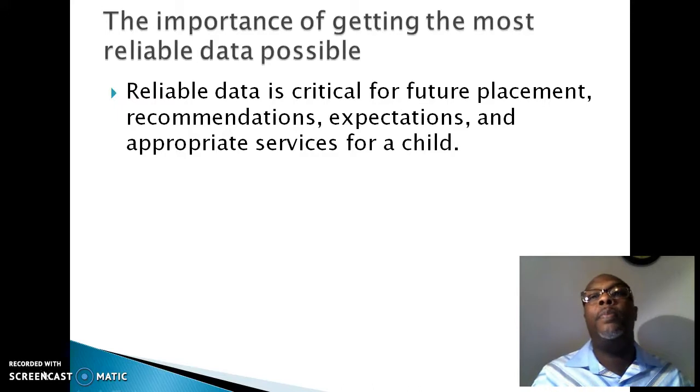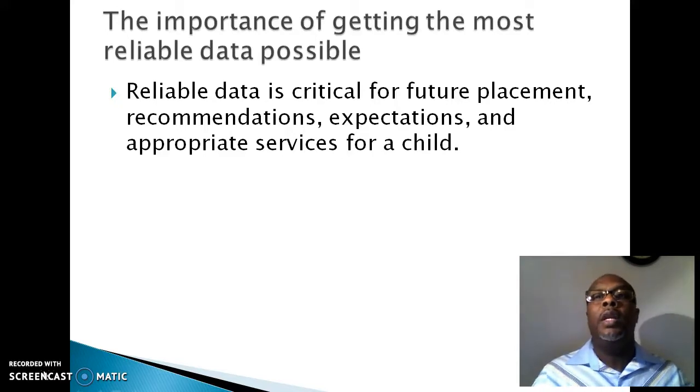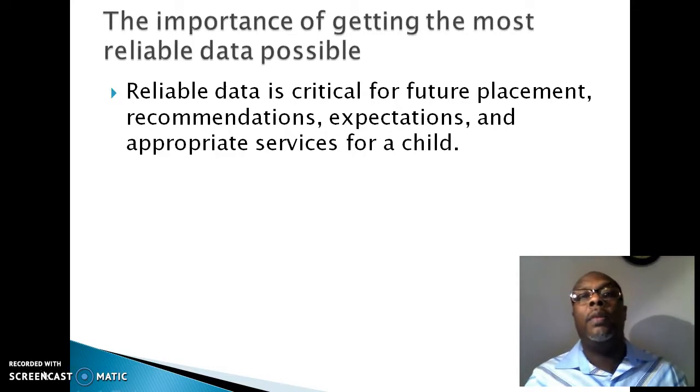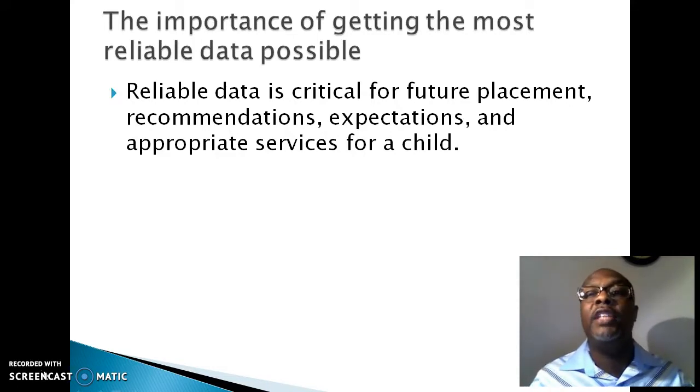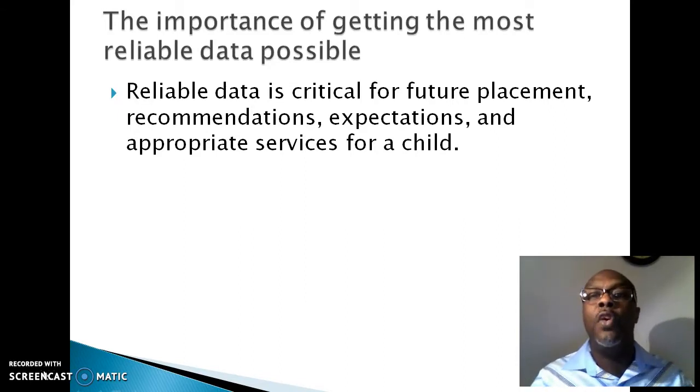And that's why it's very important to get reliable data, because you want to be able to give the student a future placement recommendation, expectation of what is to be expected of them, how to build the IEP form if eligible, and appropriate service for a child.